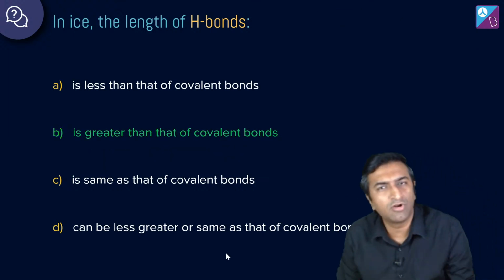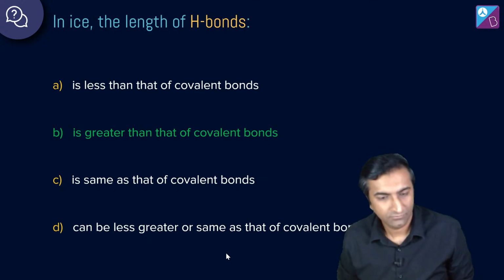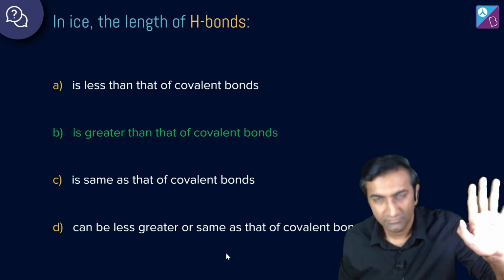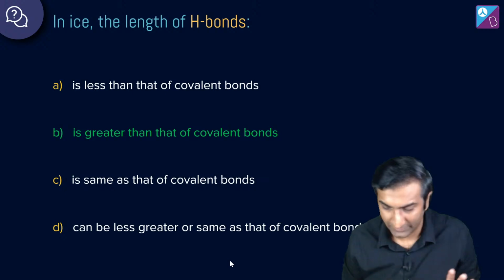It's a weaker bond. Hydrogen bonds are weaker than covalent bonds. Okay? ठीक है? No doubts here, right? Doubt है तो पूछ लेना. I think this is pretty straightforward.